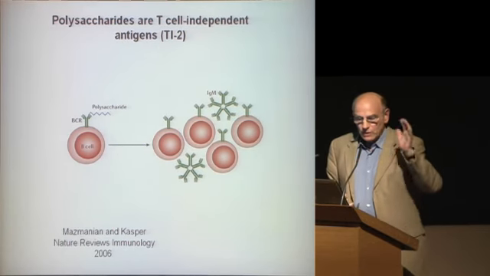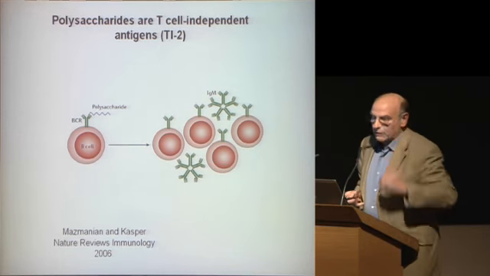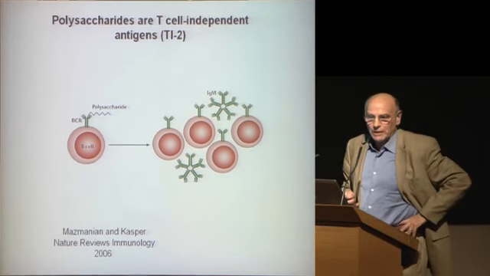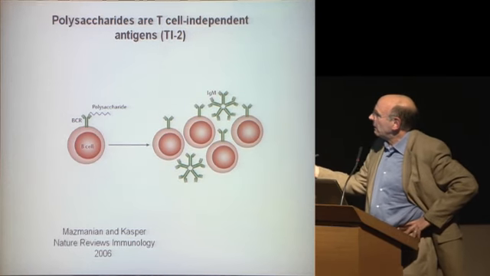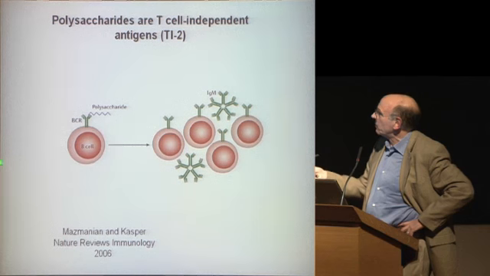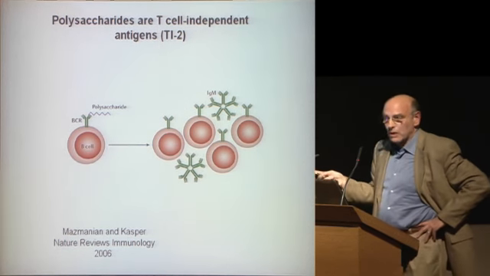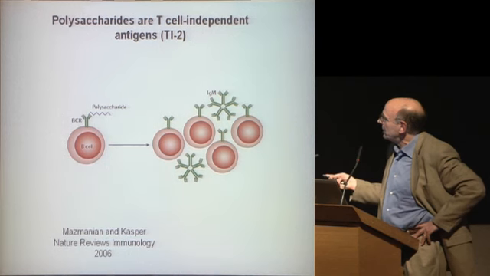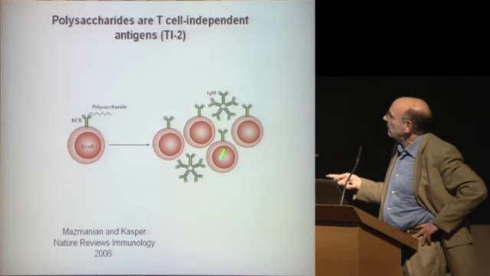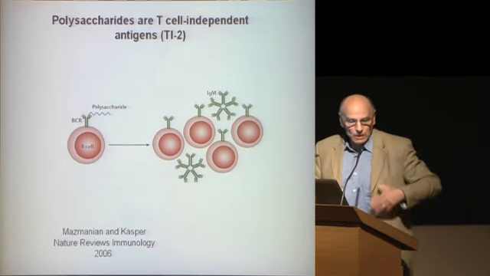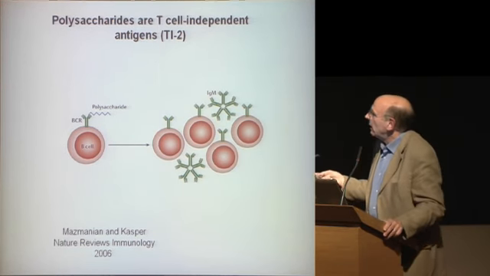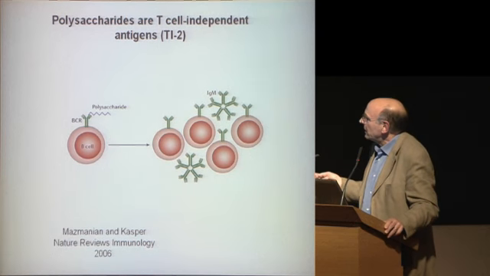I think we all learned in immunology that polysaccharides were T-cell independent antigens. They cross-link B-cell receptors. They cause the B-cell to make IgM antibody, but they don't elicit help from a T-cell. So therefore, these B-cells don't undergo immunoglobulin switching, and they don't undergo B-cell maturation.